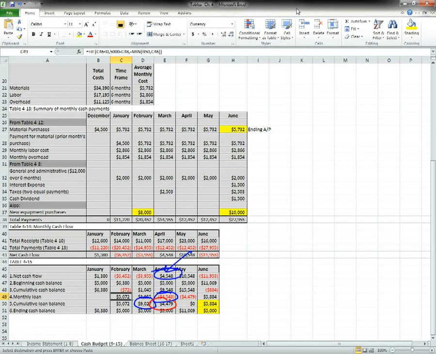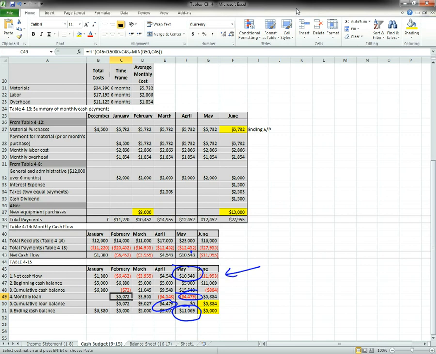In May, we have even a better May, $10,000 in extra cash coming in over what we expend, and we're able to pay off the entire loan amount at that point, and we actually see our cash balance rise to $11,000. So we're finally back above our $5,000 sort of minimum.